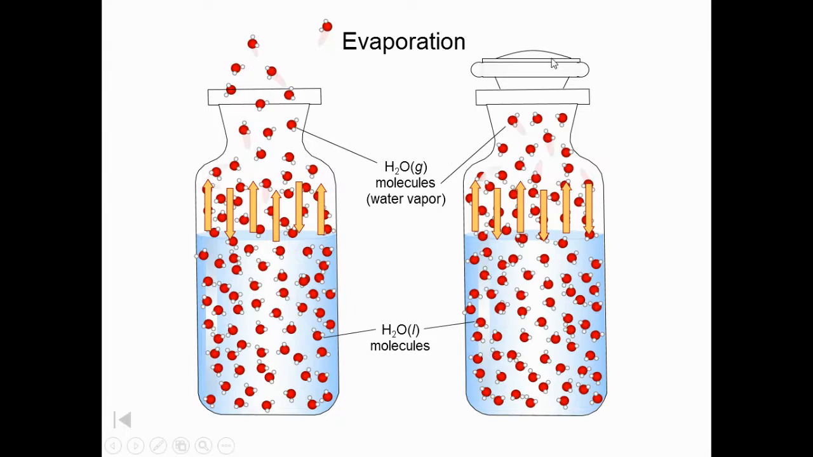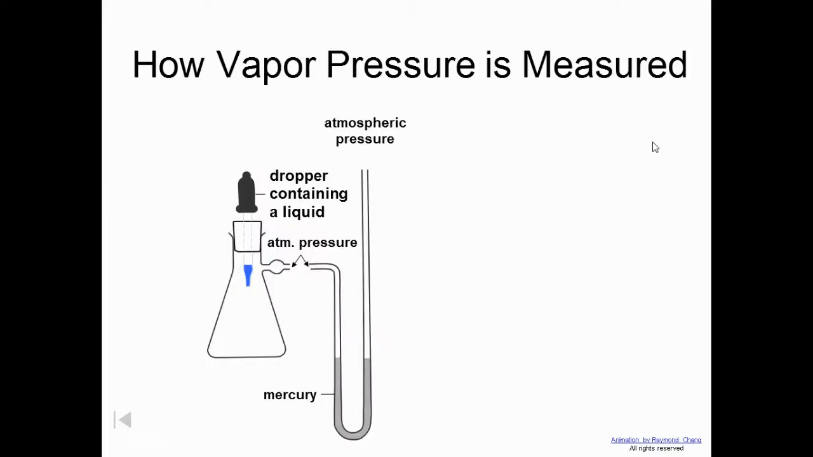On the right side, I've added a cap to the bottle, and what this does is, even though the water is still going from the liquid state to the gas and the gas back to the liquid, it's being trapped in here. And these molecules that are being trapped are going to exert a pressure, and we call that pressure the vapor pressure. Now, how can this be demonstrated using a U-tube?